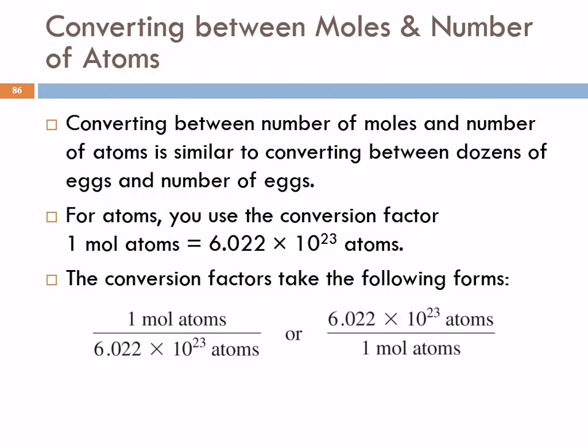Converting with moles and numbers of atoms is a lot like converting with eggs and dozens, but you're going to use a different number instead of 12. So 1 mole of atoms is Avogadro's number of atoms, and so you can make 2 conversion factors, and you just put them in so the units work out, and it's dimensional analysis, and everybody's happy.